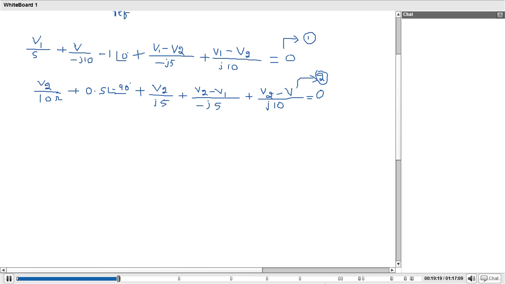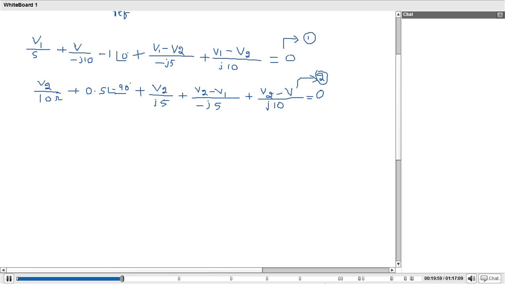To write that in terms of I and J, 0.5 at an angle of minus 90 is written as 0.5 plus 0.5 J? No, 0.5 at an angle of minus 90, I think 0.5 minus 0.5 J. If it is plus 90, 0.5 plus 0.5 J; minus 90, 0.5 minus J0.5.